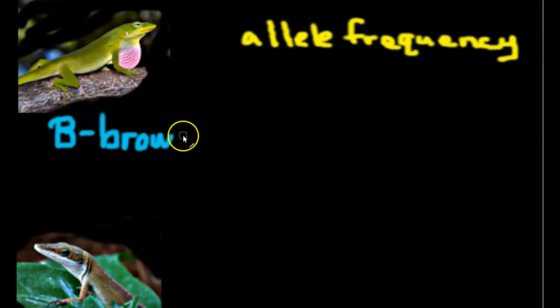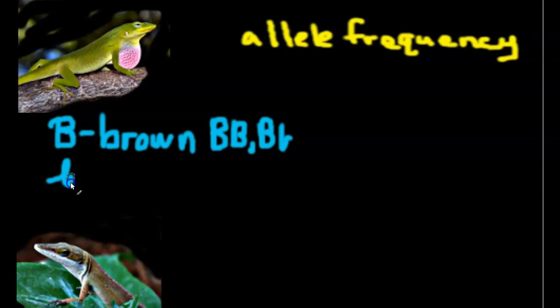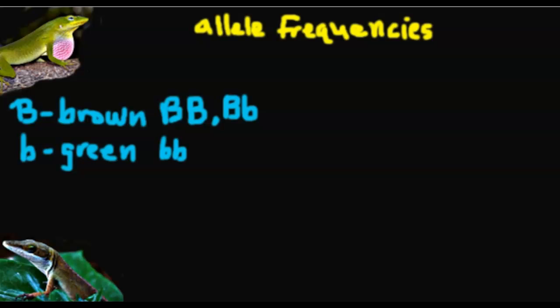And we know there's two ways to get the brown phenotype: homozygous dominant and heterozygous. So we're going to say little b is a recessive allele, green is a recessive phenotype, and we know there's only one genotype to get the green phenotype, and that is homozygous recessive. So I changed my little b's. I didn't like my cursive little b's.